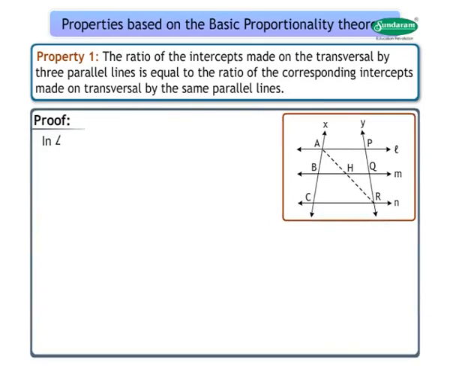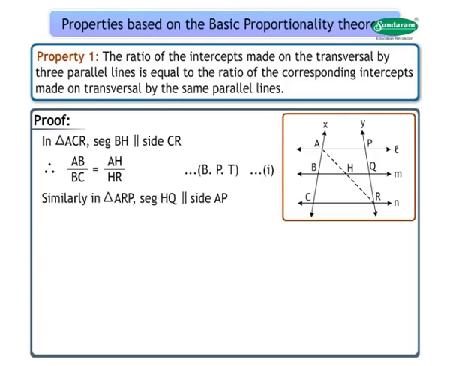Proof. In triangle ACR, segment BH is parallel to side CR. Therefore, by basic proportionality theorem, AB upon BC is equal to AH upon HR. Let us mark this statement as 1.